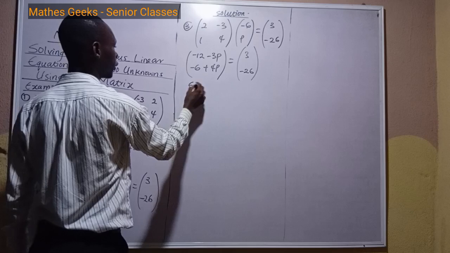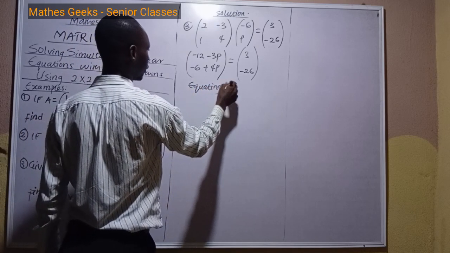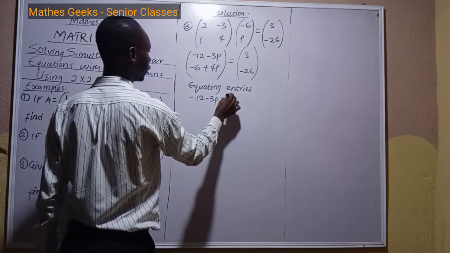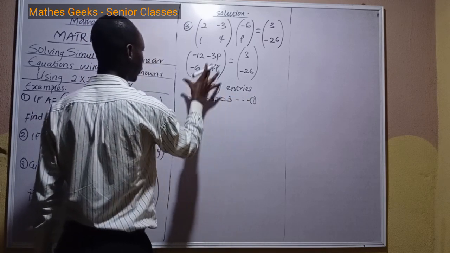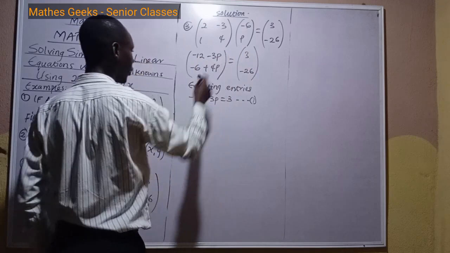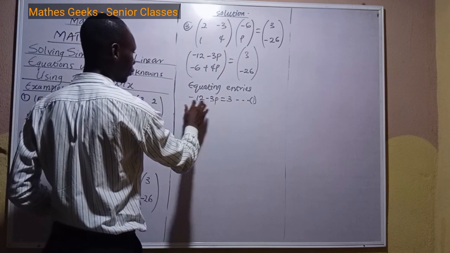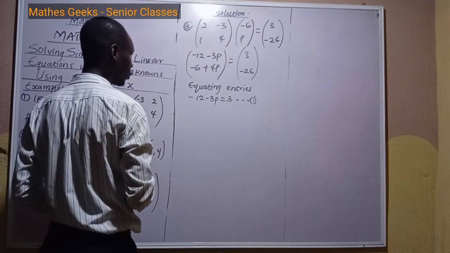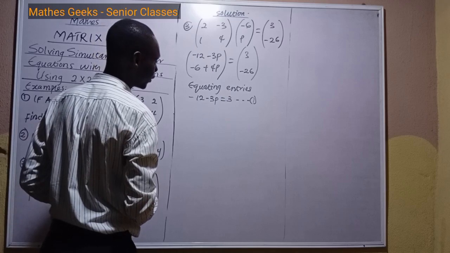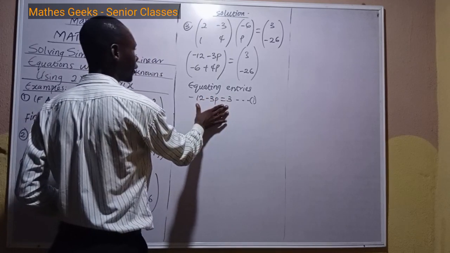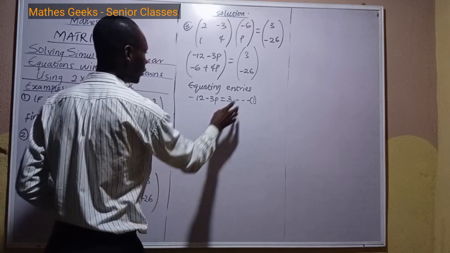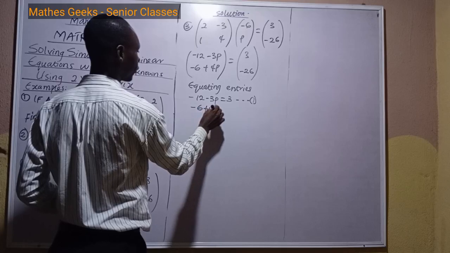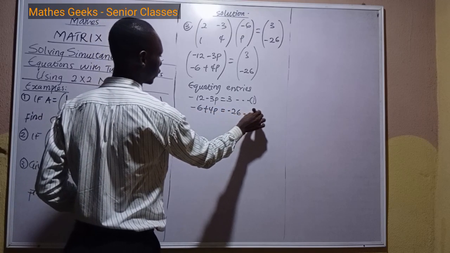Okay, so equating entries, minus 12 minus 3p is equal to 3. Since it's one variable, equation 1 will give you the same answer as equation 2, so you can pick any of them. But to show that, I'm going to list them as equation 1 and equation 2 and solve both to confirm. Minus 6 plus 4p is equal to minus 26, equation 2.